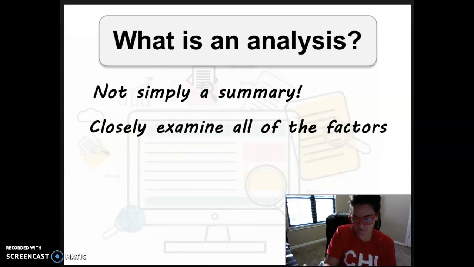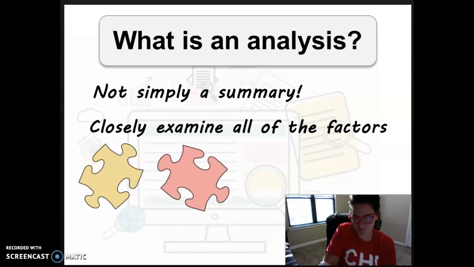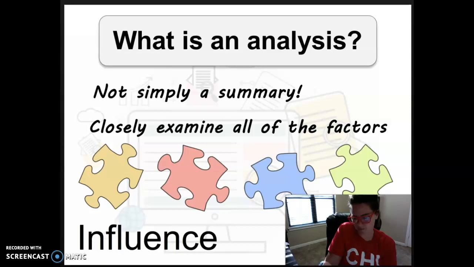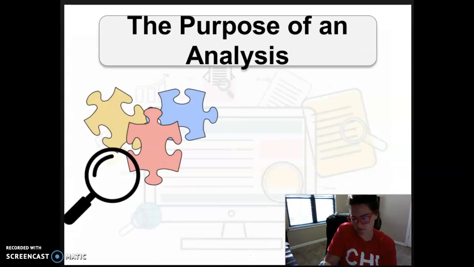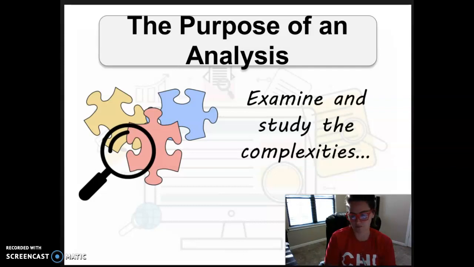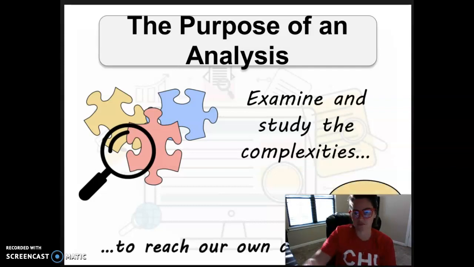Whether you are analyzing a controversial issue, a piece of literature, an historical event, or a social policy, you'll need to understand how the various factors that are present influence each other and what effects they create. By examining each of the elements or ideas, only then can you fully understand the complexities of how each functions and works together, which is the purpose of doing an analysis. We examine and study the complexities in order to reach some of our own conclusions.